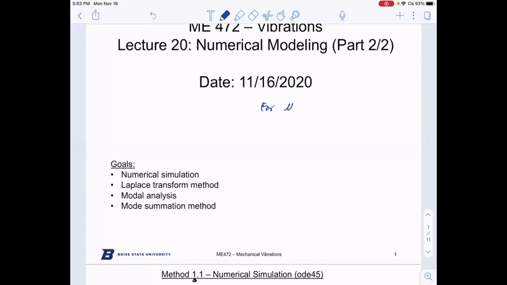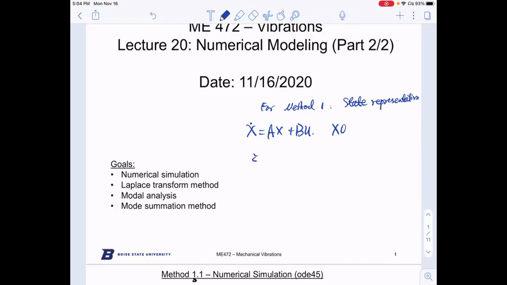For method 1, we use state representation. So that means we're not solving the second order ODE, we're solving this system. X dot equals to AX plus BU. And then you know the initial condition of X naught.